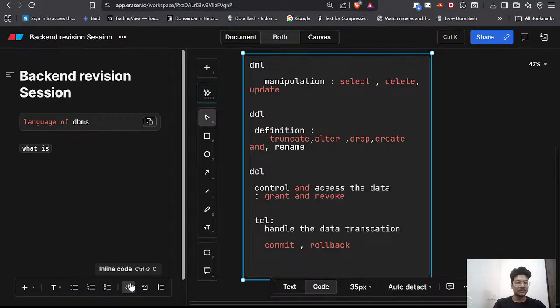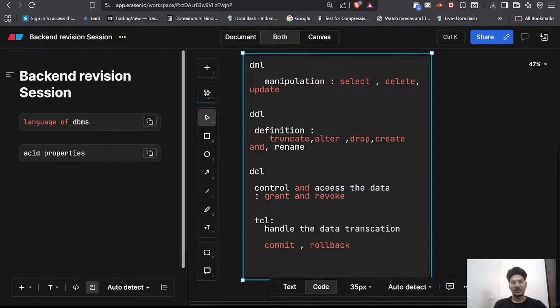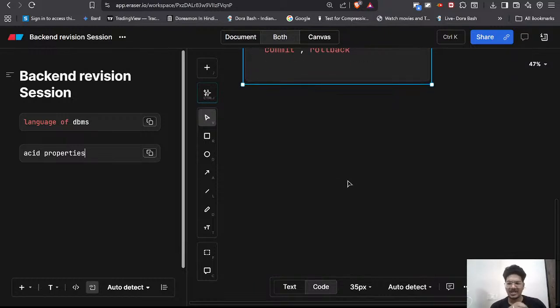So we learn about the ACID properties. ACID properties are a set of properties that ensure reliable and secure transactions among data and databases. To maintain data consistency, ACID properties are followed. ACID stands for atomicity, consistency, isolation, and durability.